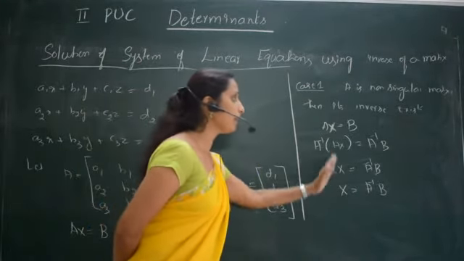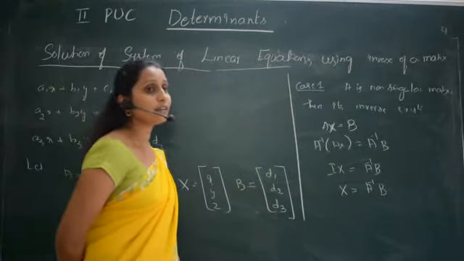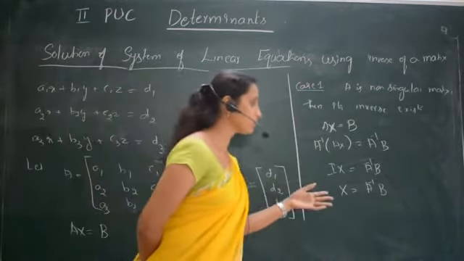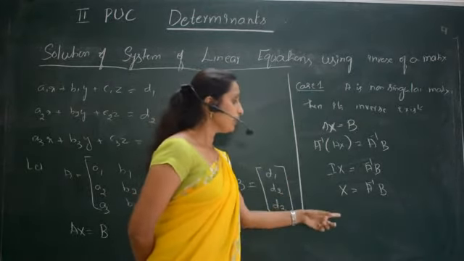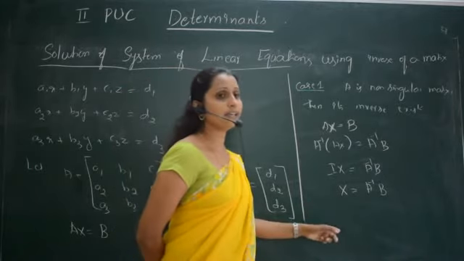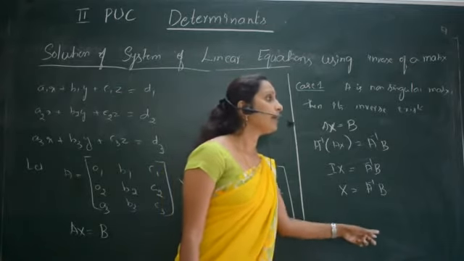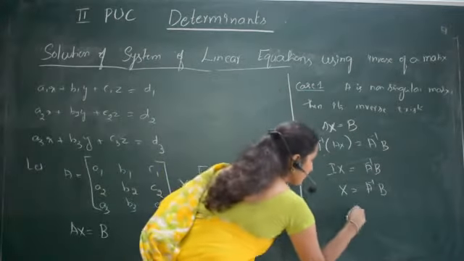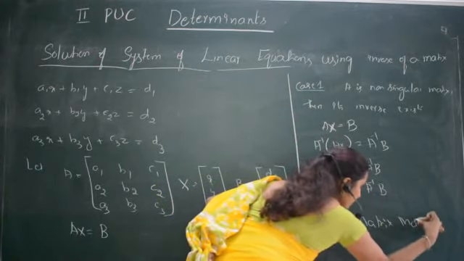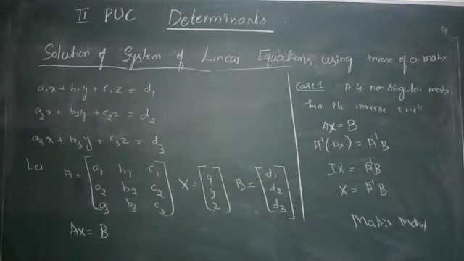So this method of solving a system of equations is called the matrix method. After that you can write X is equal to A inverse B. This gives a unique solution for the system of linear equations. This method of finding the solution of a linear system of equations is called the matrix method. So you can write that after case 1. That is the conclusion of case 1.